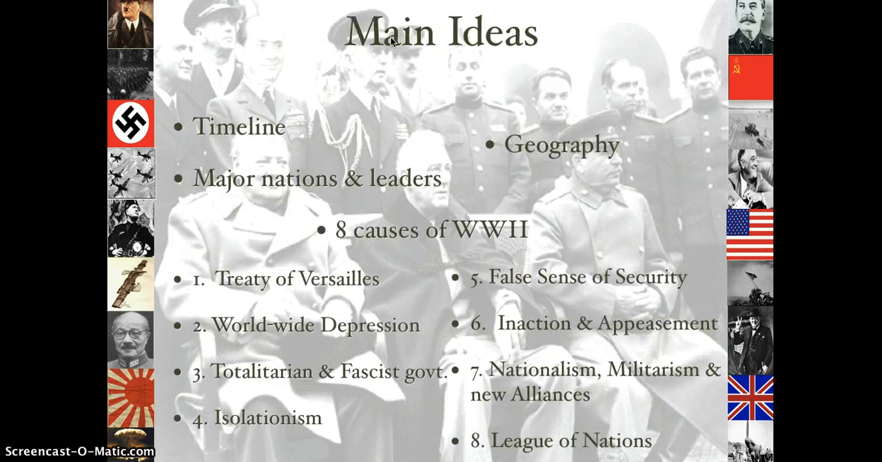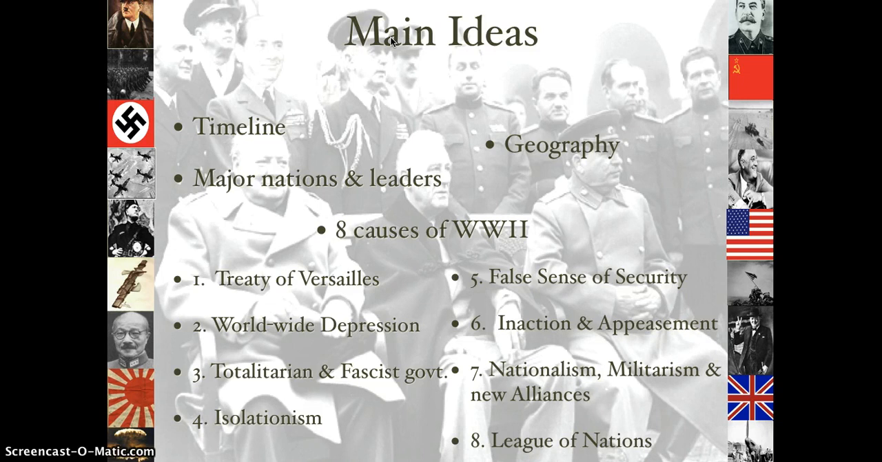So these are some of our main ideas today. We're going to look at a pre-World War II timeline, so the things leading up to the conflict, a little bit of geography, the major nations and leaders, and the 8 causes that I'm going to cite as the things that start World War II.